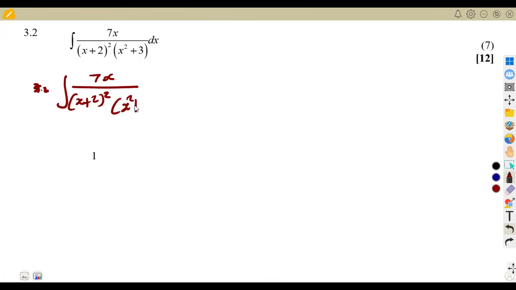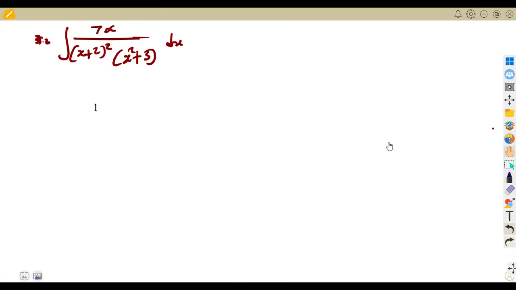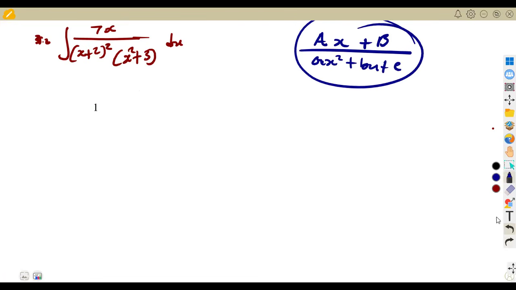Then we've got x squared plus 3. So this x squared plus 3 represents a quadratic. It's an expression that cannot be factorized. It's a quadratic expression that cannot be factorized. So always you expand that in the form of ax plus b over that quadratic function, which is ax squared plus bx plus c. That's how you expand a quadratic.